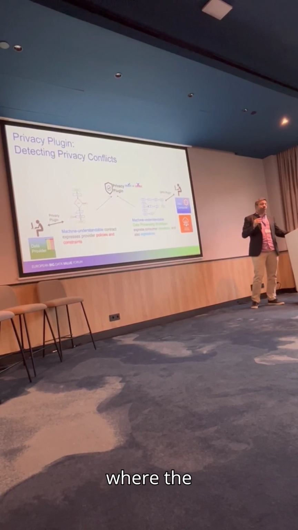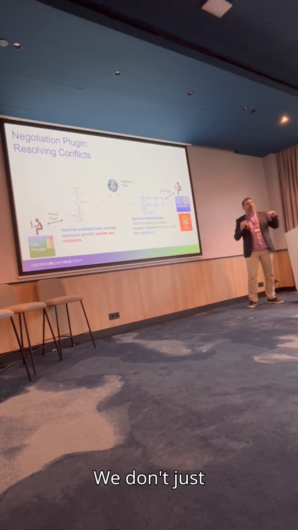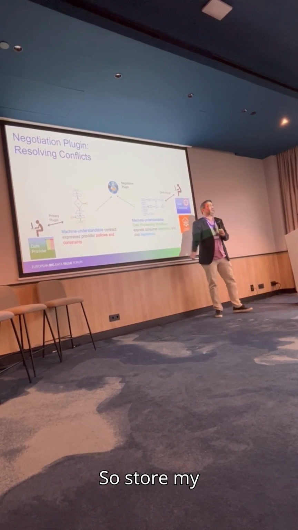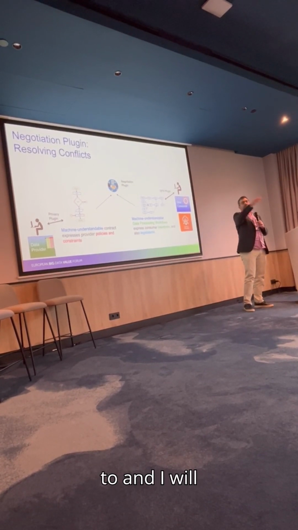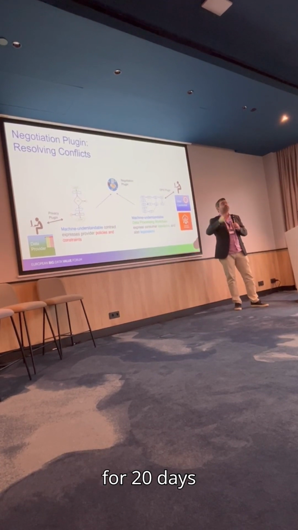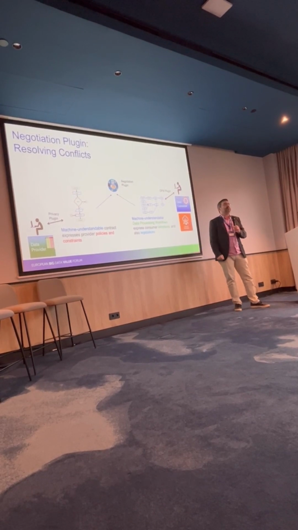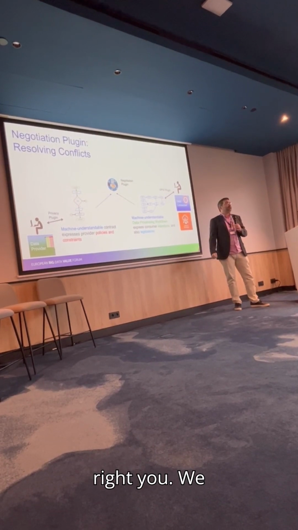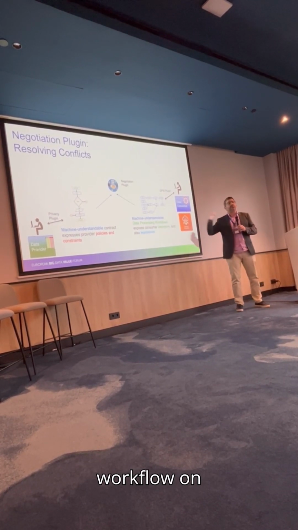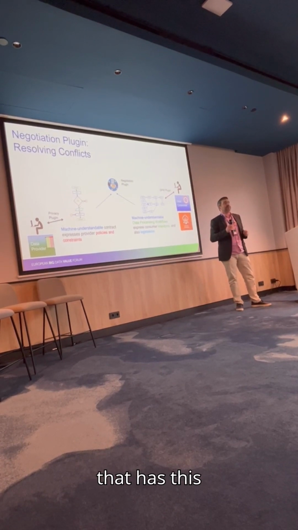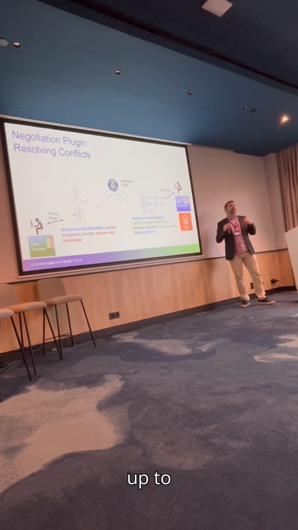This is where the negotiation plugin comes in, right? You negotiate. We don't just negotiate on the usage constraints, like: store my data for this purpose for this long, and I will pay you to, I will store your data for 20 days for the purpose of research, and then I will delete it and you have to pay me $20, right? We also negotiate on environmental aspects, like: I will use it in a data processing workflow on this kind of cloud environment that has this kind of CO2 footprint, right? So any dimension that you might have in this partnership is up for negotiation.